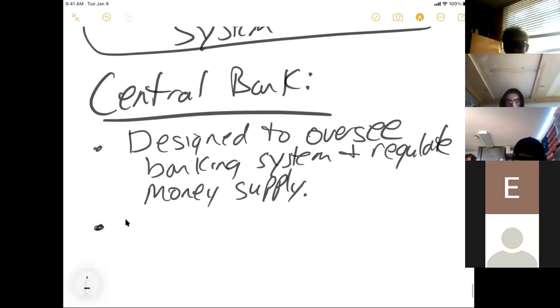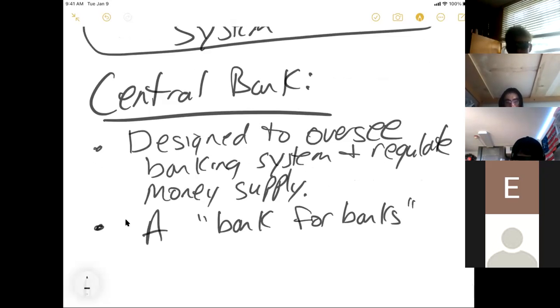That's one definition, but honestly, the definition I prefer, because I think it's more illustrative of what a central bank does, is this: a central bank is a bank for banks. A bank for banks. In other words, it's a place where banks can deposit money. It's a place where banks can get reserves. It's essentially where banks can get banking services.